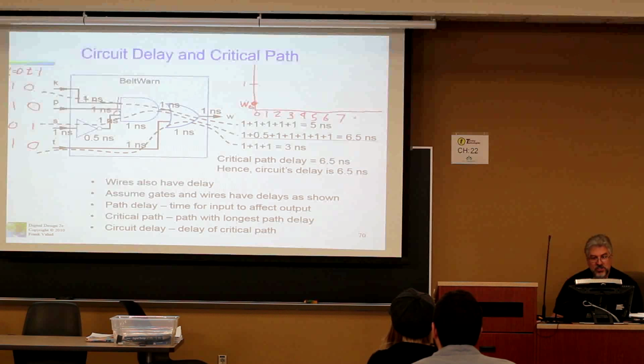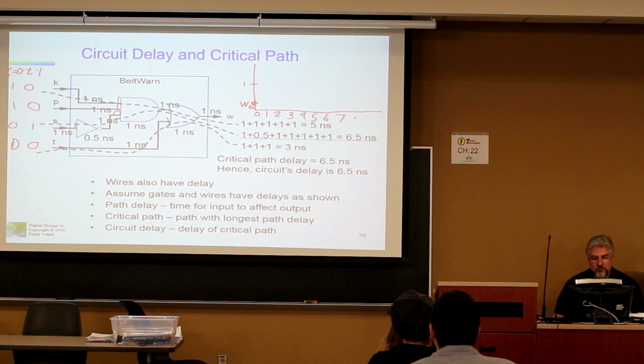Because at 1 nanosecond, this is 1. But it hasn't gone through this gate or traveled in that wire. And at 1 nanosecond, what is the input to this gate right there? 1. And you know what? I want to make this 0 because that makes the problem more interesting. This will be 0.